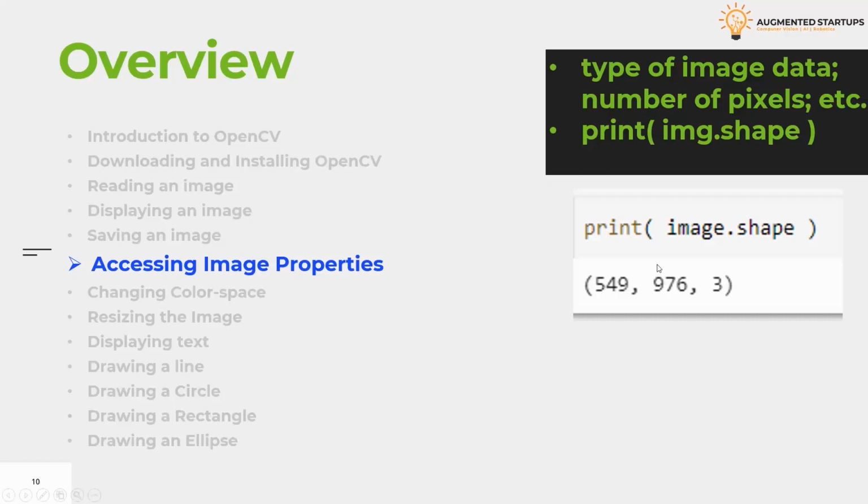What this example is showing is that if I write a command to get the properties of the image, the output shown is 549 rows, 976 columns and 3 is the channel. This 3 channel means that this image is being shown in 549 rows, 976 columns and with 3 color values which are red, green and blue.